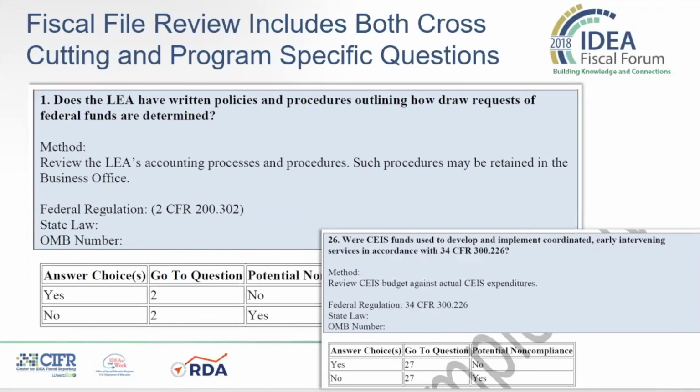It is done on a cohort basis. We have a 3-year cohort here that everybody completes at least every 3 years. We do sometimes have targeted monitorings that are more frequent, but everyone does it at least every 3 years. And it is composed of both cross-cutting questions that apply to all federal programs, as well as some program-specific questions.